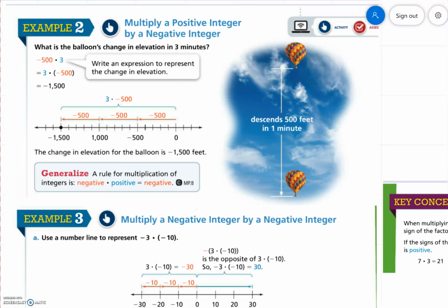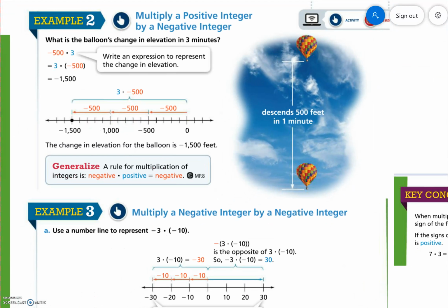To the next example, example number 2, multiplying a positive integer by a negative integer. So we've got a balloon that's going down 500 feet in 1 minute. So down 500 is a -500. What is the balloon's elevation change in 3 minutes? So we got -500 times 3.